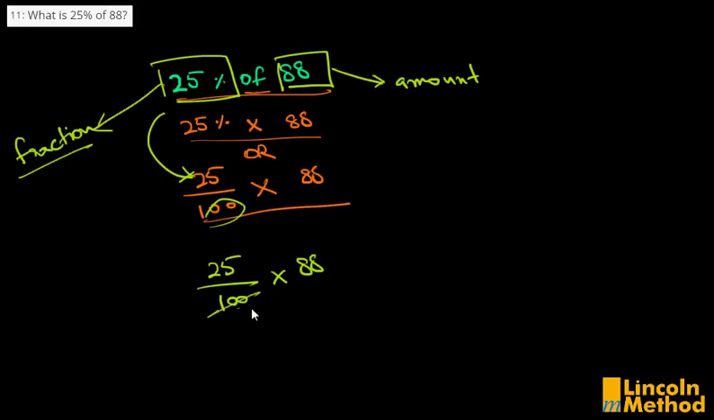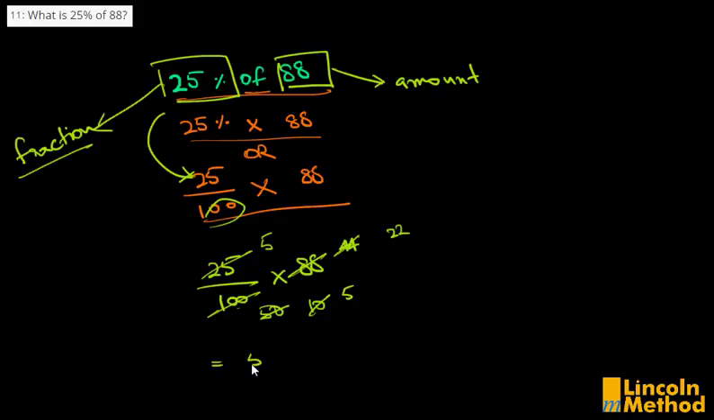Now 25 over 100 multiplied by 88. In order to solve this, let's cancel these out with 2. So 2 multiplied by 44 gives us 88, and 2 multiplied by 50 gives us 100. Now we can cancel this out by 5. So 5 tens are 50 and 5 fives are 25. We can cancel these two out again by 2. So 2 fives are 10 and 2 twenty-twos are 44.